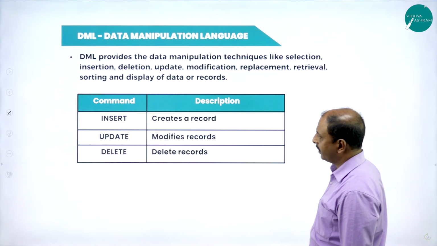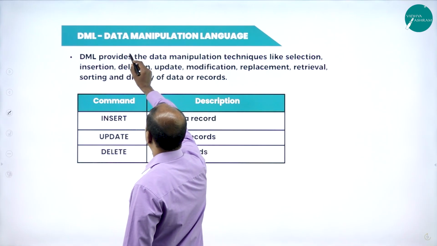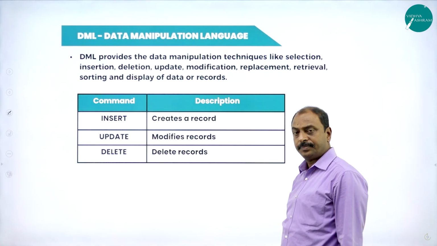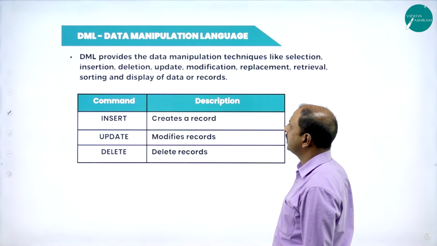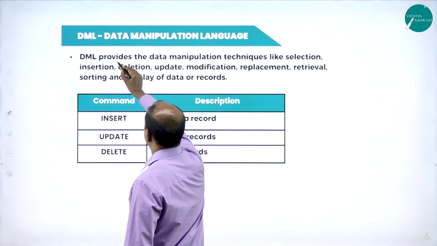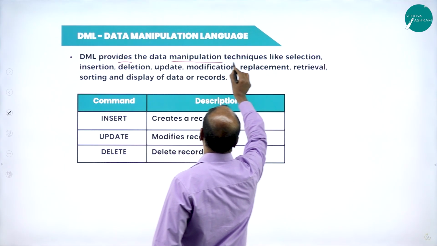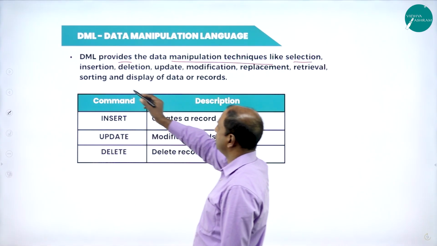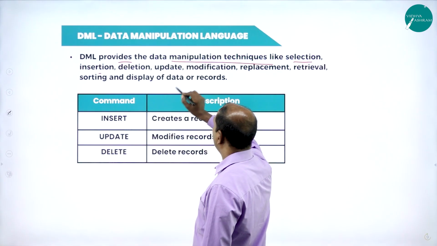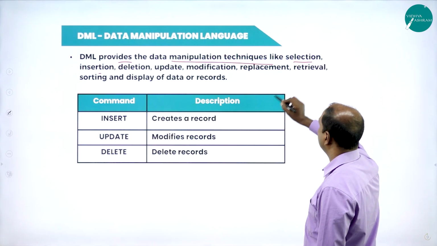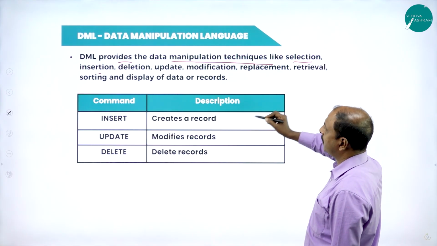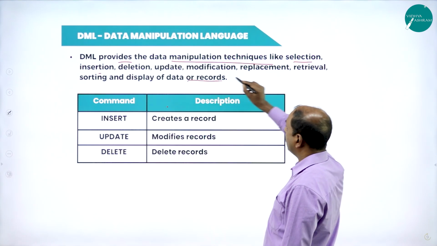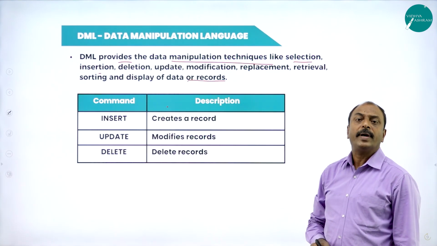In the next slide, we will see DML, which stands for data manipulation language. So this DML provides the data manipulation techniques like selection, insertion, deletion, update, modification, replacement, retrieval, sorting and display of data or records. So this is called data manipulation.